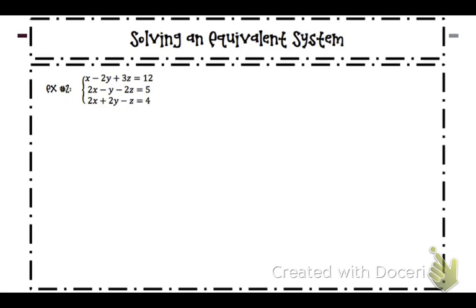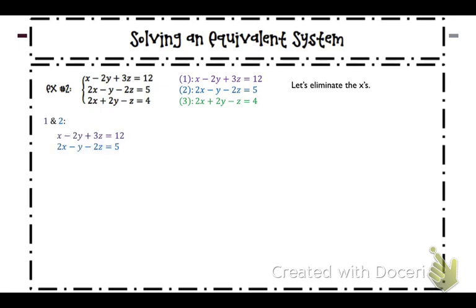So again, I'm just going to label these as 1, 2, and 3. So 1 is the first equation, 2 is the second equation, 3 is the last equation. And then I need to decide which variable to get rid of. In this case, I'm going to get rid of x's. Honestly, you can pick whatever you want just as long as you pick it and you stick with it. Okay? So let's look at 1 and 2.